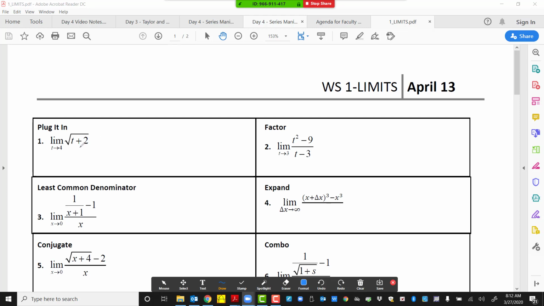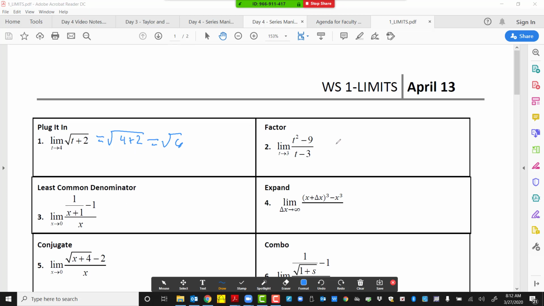Alright, so let's start with the plug it in. This is pretty straightforward. If we want to find a limit, the first step is to try and just plug in our number into our function. So we have the limit. Well, we won't write the limit again. So we'll say this is equal to the square root of 4 plus 2, which is equal to the square root of 6. And as long as we don't get any undefined or anything like that, then we're fine.